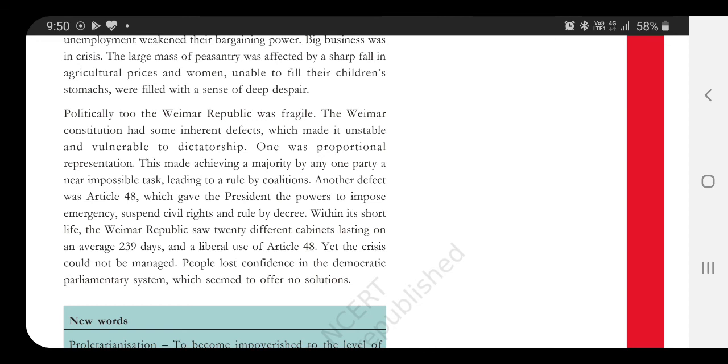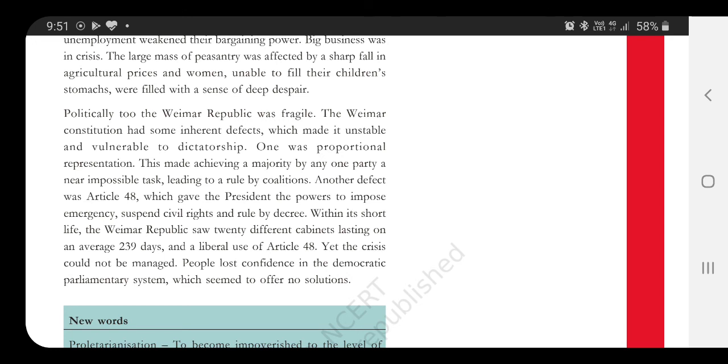The Article 48 would give the president the powers to impose emergency, suspend civil rights and rule by decree, right? So there would be a kind of emergency in which all the civil rights would be taken away. So there were three reasons. One is the coalition government's own helplessness, and because of the rule of proportionate representation, there was hardly a chance for any single political party to come with a majority of its own, but would always have to work with other political parties, forming an alliance and thereby a coalition government ruling.